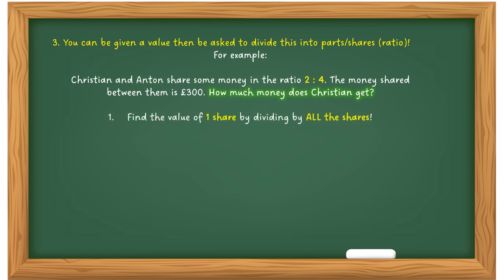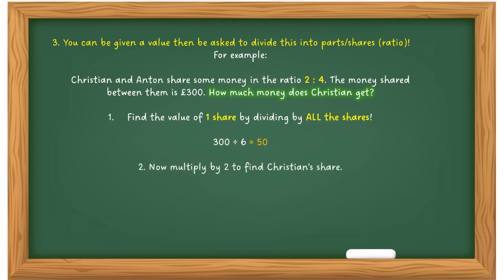So you find out the value of one share by dividing by all the shares. Now, you've been asked this question to take this value and divide it into portions or shares. And you can see there are 6 shares there. So you want to find out the value of one share, so you take the 300 and you divide by 6, and that tells you that one share has a value of 50.